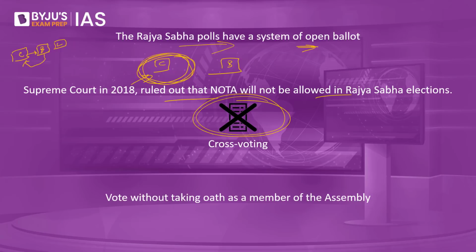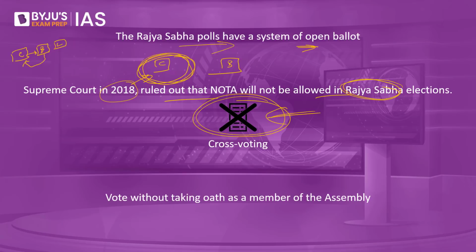It said that Rajya Sabha members would be given an option to press the NOTA button in the Rajya Sabha elections. But then the Supreme Court of India struck down this provision, saying that the NOTA option is only for the general elections and not for the Rajya Sabha elections. So from 2018, we do not have the NOTA option for the Rajya Sabha elections. Then what we have is cross voting. As I discussed, cross voting is nothing but a person from Congress voting for the BJP, or a person from BJP voting for the Congress in the Rajya Sabha elections.